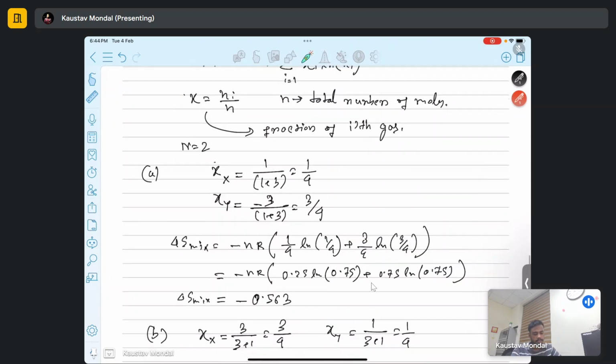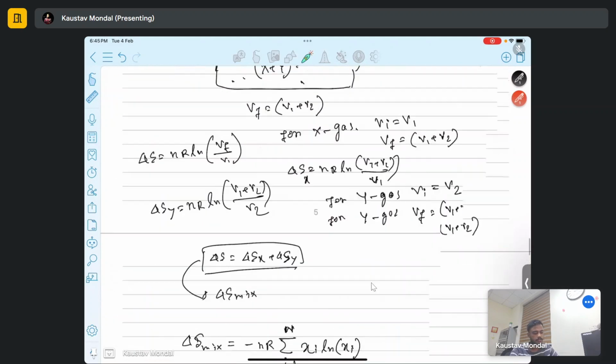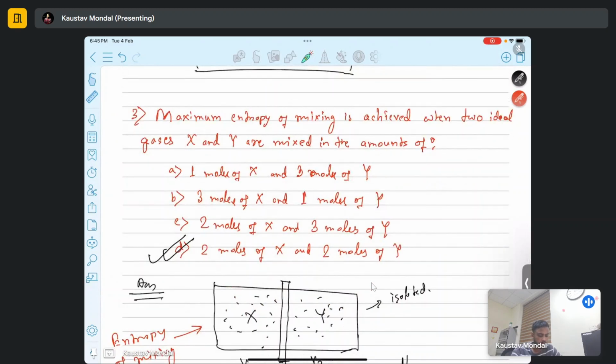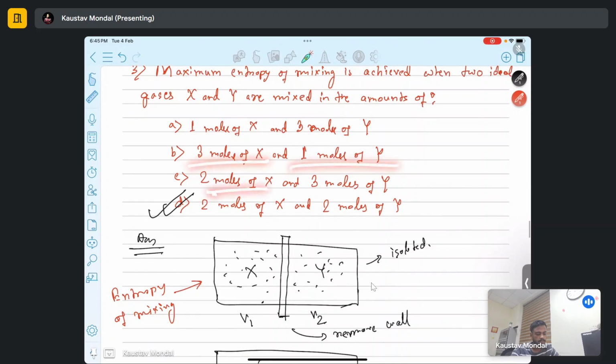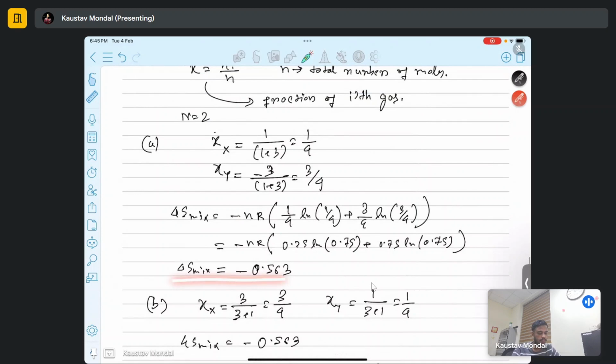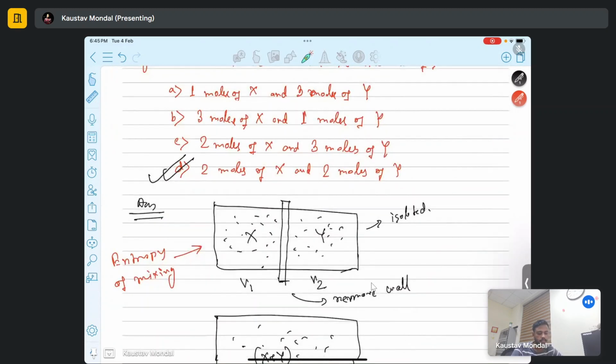So for first option A, that is 1 mole of X gas mixed with 3 moles of Y gas, we have calculated it. Similarly for option B, for the opposite situation, 3 moles of X gas is mixed with 1 mole of Y. Option C is 2 moles of X mixed with 3 moles of Y, and option D is 2 moles of X mixed with 2 moles of Y. For each case we have calculated the delta S mix, and we found that when an equal amount of gas, like 2 moles of X gas, is mixing with 2 moles of Y gas, we get a maximum entropy. Okay, right?